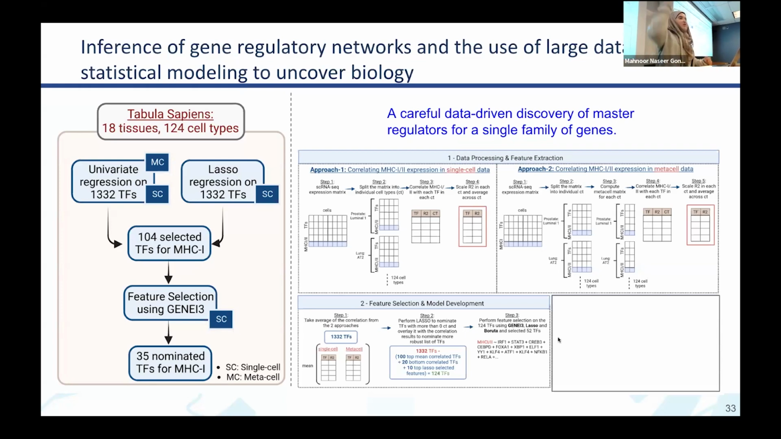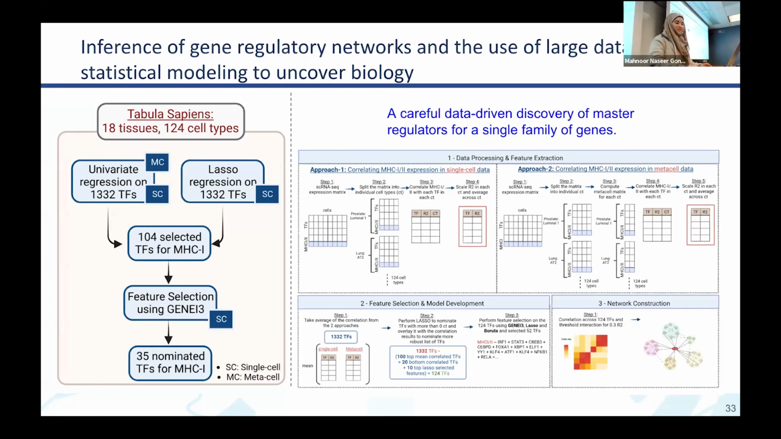So we used Genie3, Boruta, and Lasso again. We use all of these three regression modeling tools to nominate the best transcription factors as well, and then figure out whether they overlay with our previous analysis. And for the ones which overlaid, we decided that these 35 out of the 1,332 transcription factors are the best ones to predict MHC class 1 expression in a normal setting.